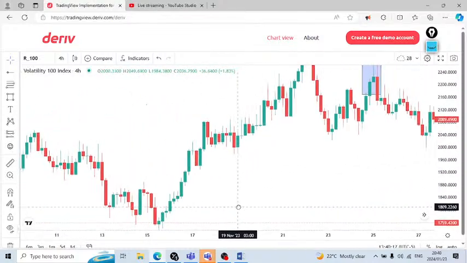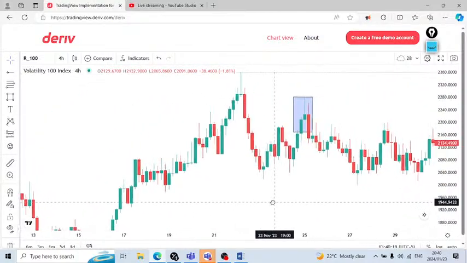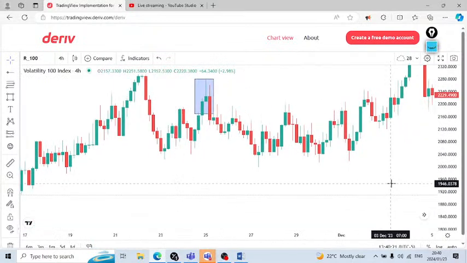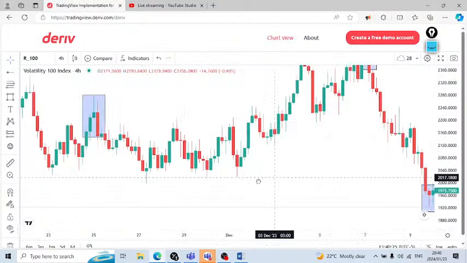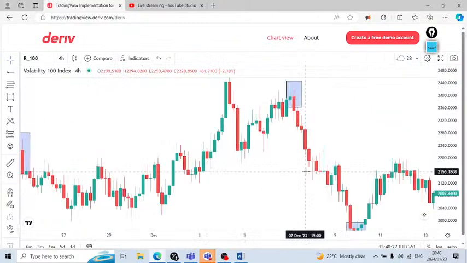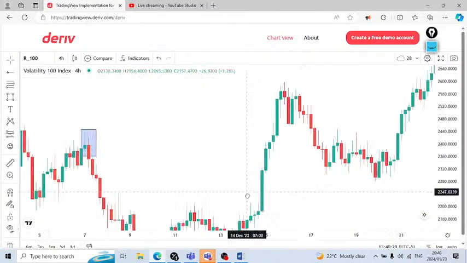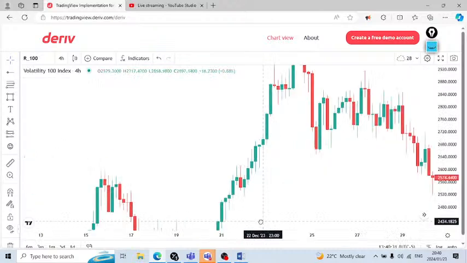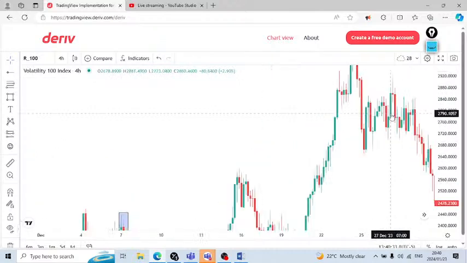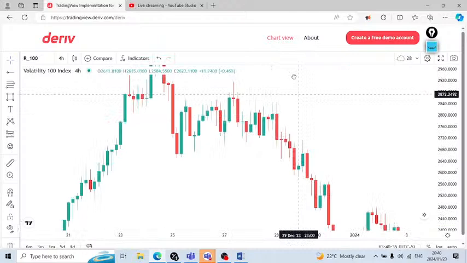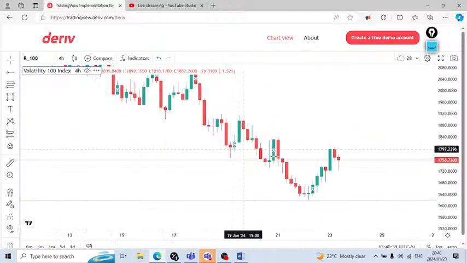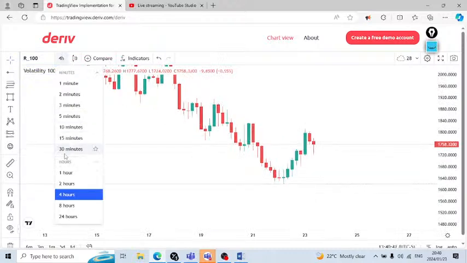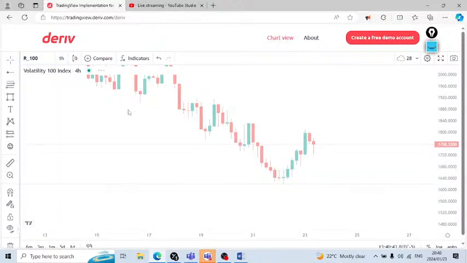Where else? I'm trying to look for a bearish engulfing candle. Where do we have one? At least one example will be fine. Let me go to the 1 hour.